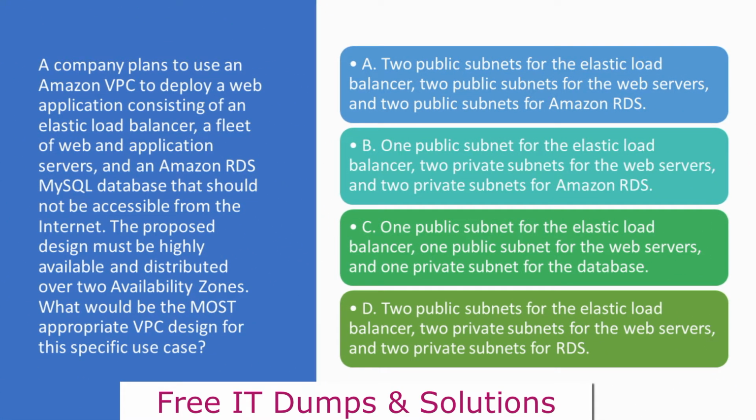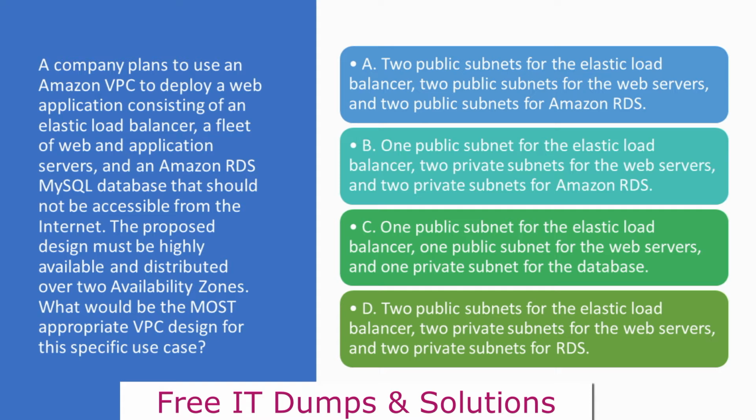A company plans to use an Amazon VPC to deploy a web application consisting of an elastic load balancer, a fleet of web and application servers, and an Amazon RDS MySQL database that should not be accessible from the Internet. The proposed design must be highly available and distributed over 2 availability zones. What would be the most appropriate VPC design for this specific use case?